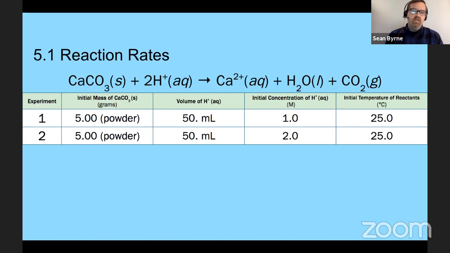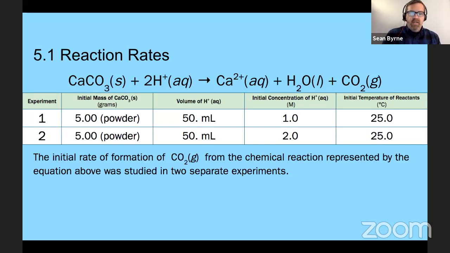So what I have here is calcium carbonate reacting with some acid to make calcium, water, and carbon dioxide. I want you to look at this reaction and think about the idea that the initial rates of formation of carbon dioxide gas from the chemical reaction are studied. So think back to some of the lab practices that we've looked at already this year, in these review lessons, and think about, how could I study the rate of formation of carbon dioxide gas? What would that look like in a lab? I'll give you a second to ponder that.